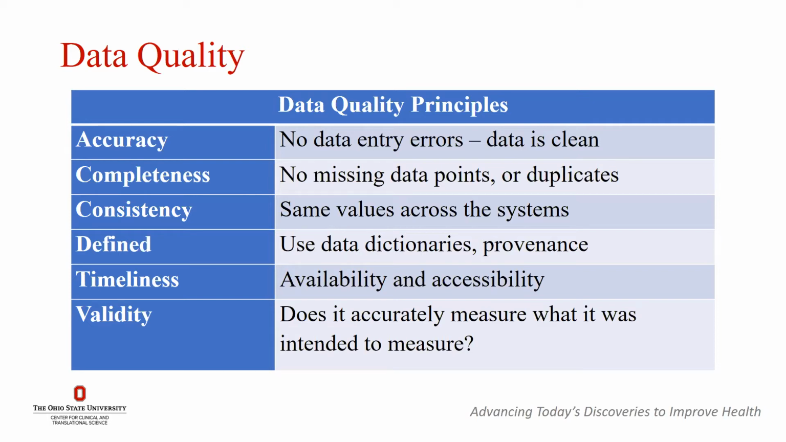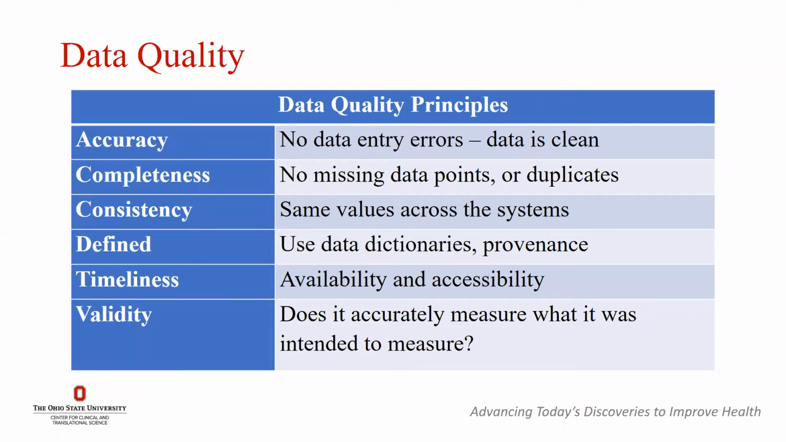Consistency, same values across the system. This is extremely important in the way that questions are asked, in the sense that if you've heard before, the difference between asking for a person's age versus their date of birth, those two questions can elicit different answers, if the date of birth is then calculating what their actual age is in years, months, and days. Using data dictionaries and provenance as to where the information came from, and that you can follow it back to its original source.